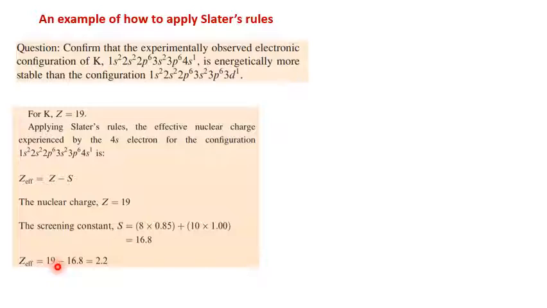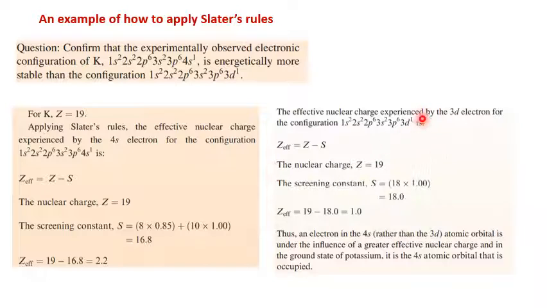If you subtract 19 minus 16.8, you will get 2.2. So for potassium with the 4s1 electronic configuration, the Z effective comes out to be 2.2. Now you calculate on your own the effective nuclear charge for the 3d1 electronic configuration, and you can match it with the answer. So this is the electronic configuration.